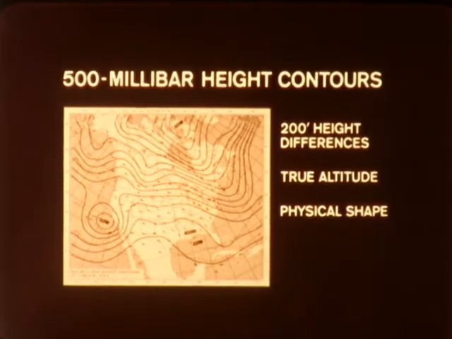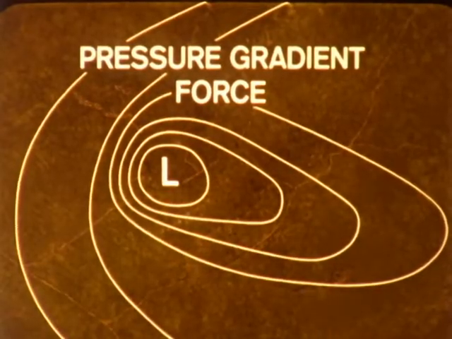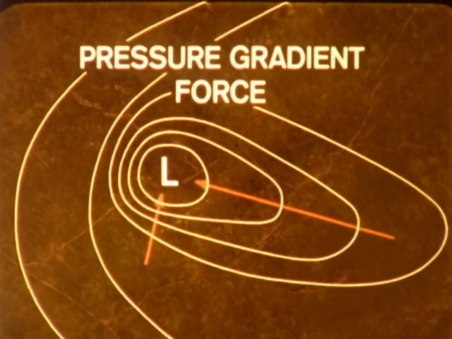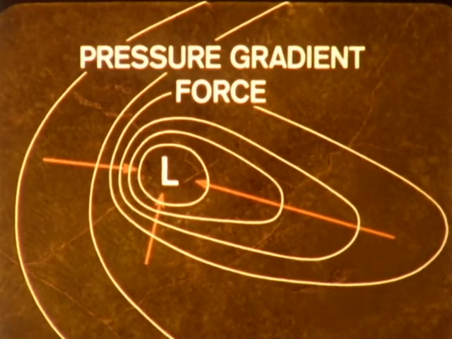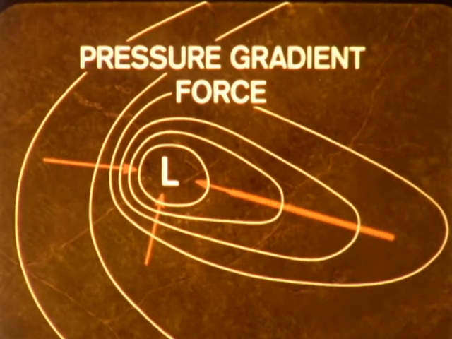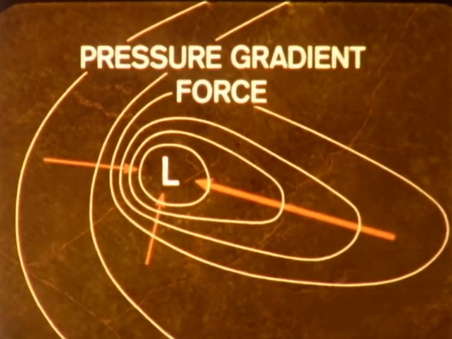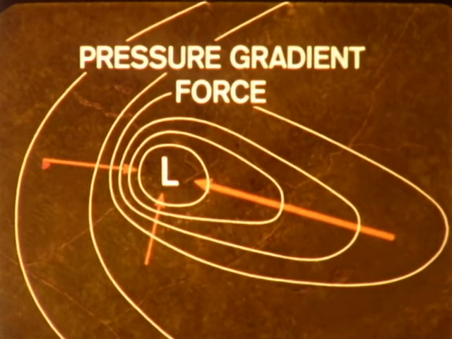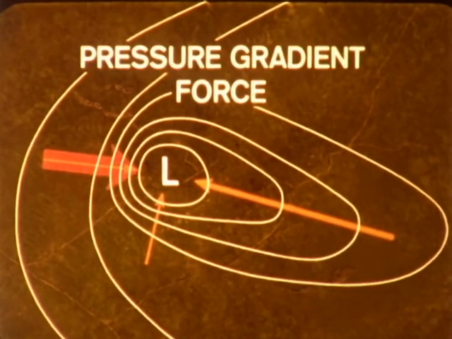These lines are your key to the pressure gradient force, which always acts at right angles to the contours. Here is your first clue to wind flow. When the contours are widely spaced, you can expect the wind to be light. When they are tightly packed, they represent a large pressure gradient force and strong winds.